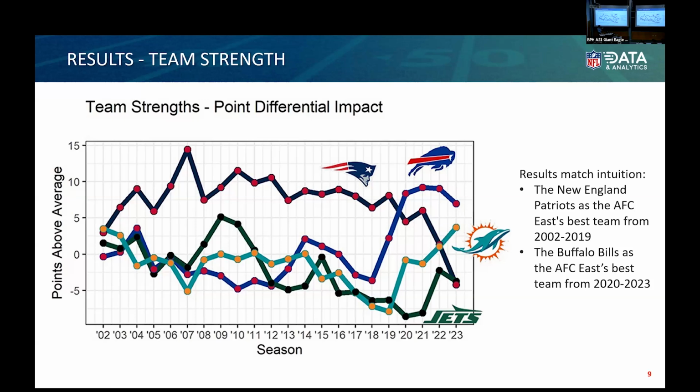If you look at the lines, they generally make sense. Last year, the Dolphins surpassed the Patriots. The Jets have gone up and down a little bit throughout the years. So this is mostly to check to make sure the results make sense and they agree with our intuition, which I believe they should with most of y'all.